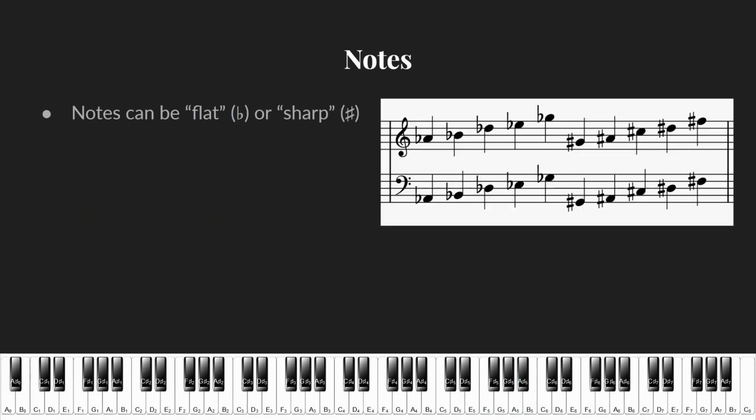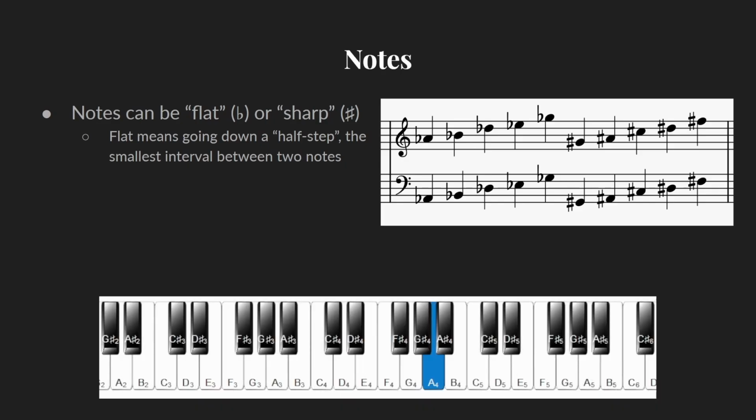What we can do is make notes flat or sharp. And what that means is, say we're making a note flat, we go down a half step. So you see on the piano, A right now, if we want to make it flat, we go down a half step to this black key right here, and we call that A flat. You can also make it sharp. So we're on A again. You can go up a half step to A sharp.